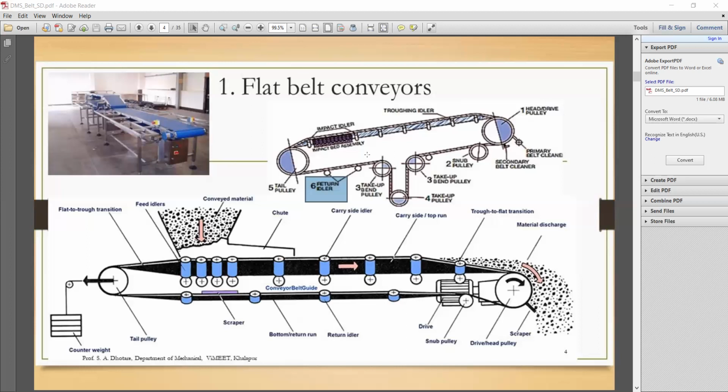Okay, and among the disadvantages, the stretching of the belt is a major issue. We cannot use such belt conveyor mechanisms in higher temperature and high weight conditions. So while selecting the conveyor mechanism, you should keep this in mind.